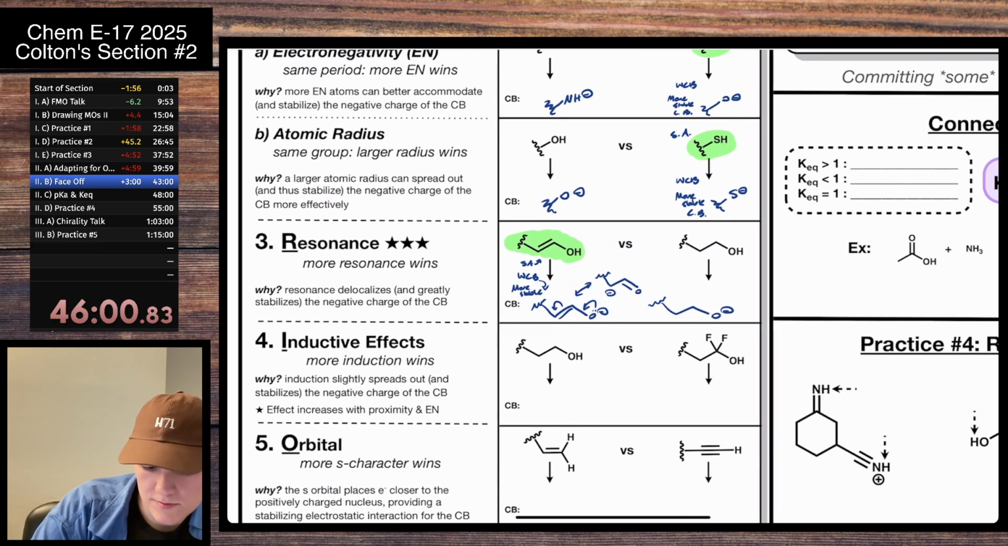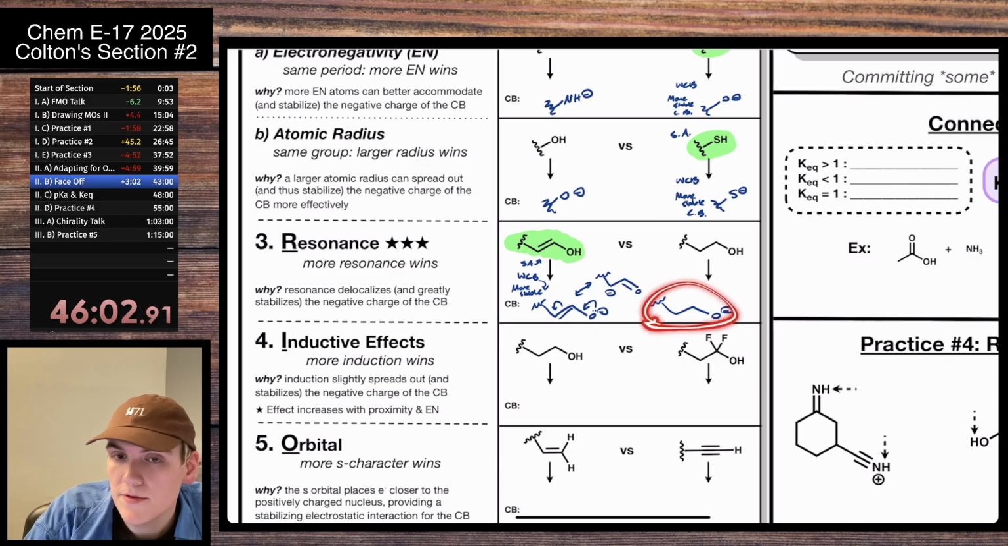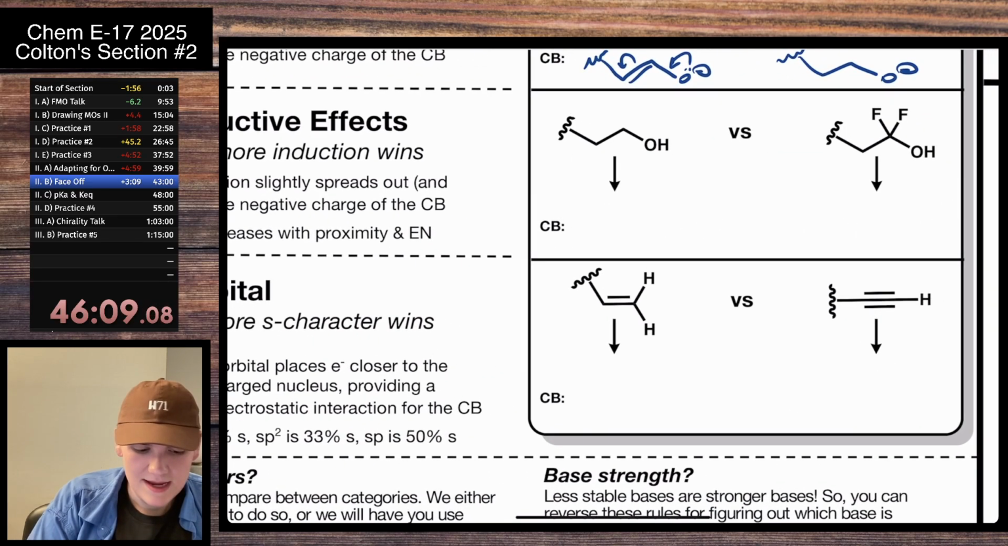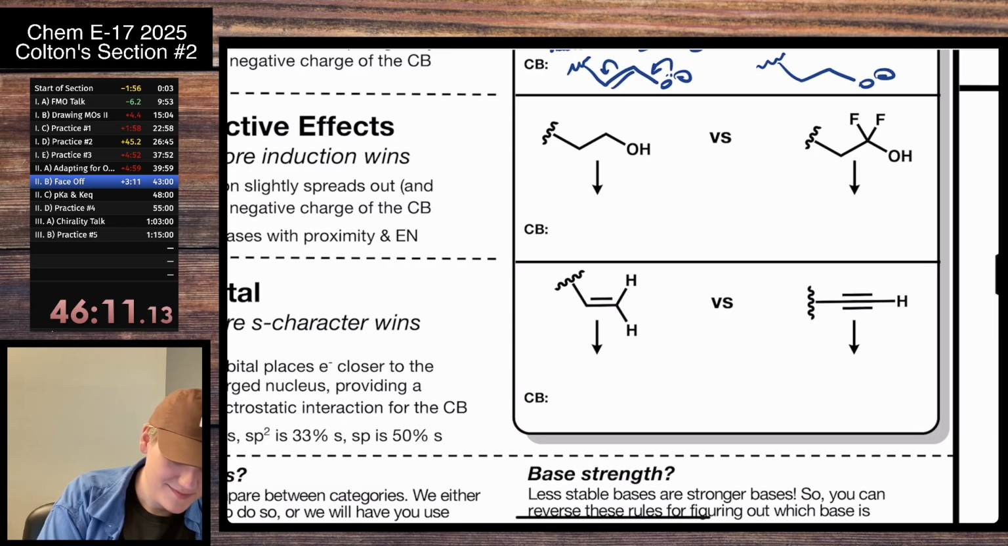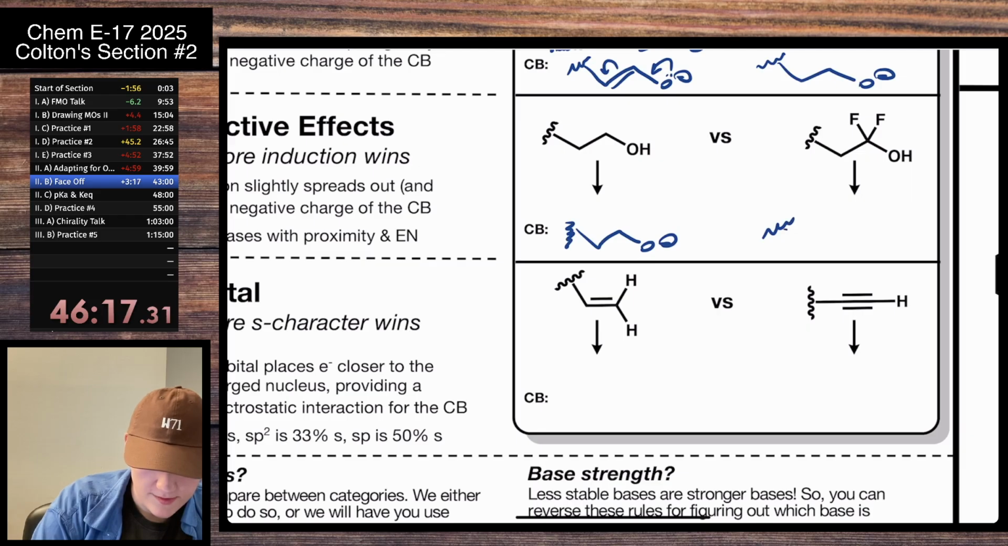And over here, we don't have any pi bonds, we don't have any p orbitals we could delocalize into, so we don't have resonance. We can't spread that out. Then we have this idea of induction. So, O minus versus O minus.